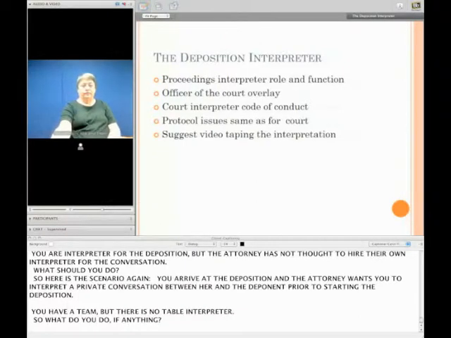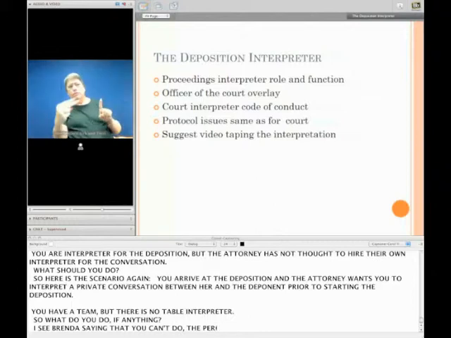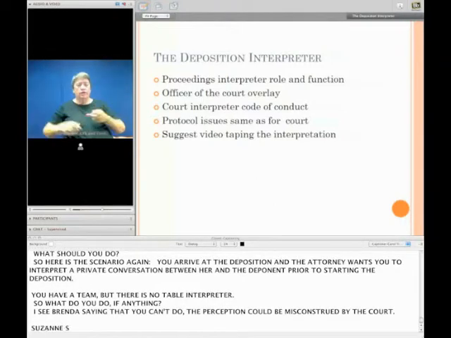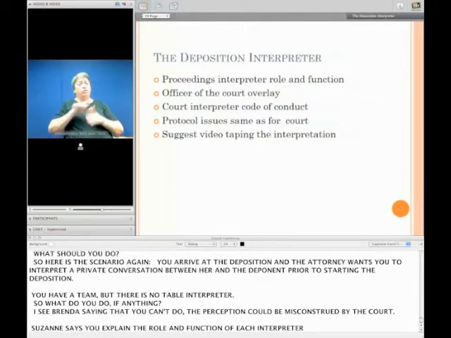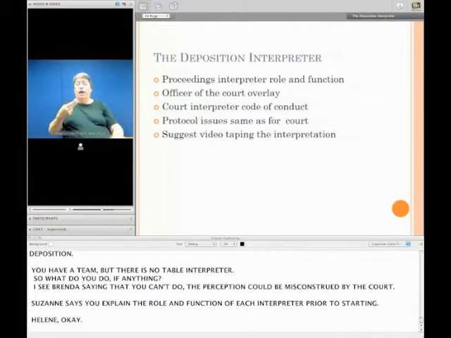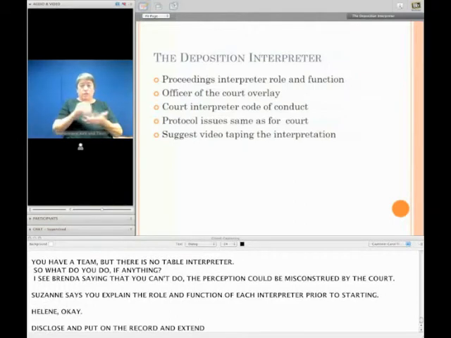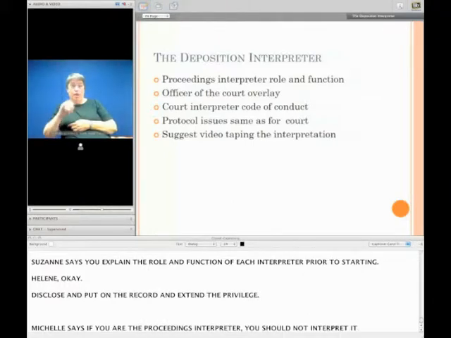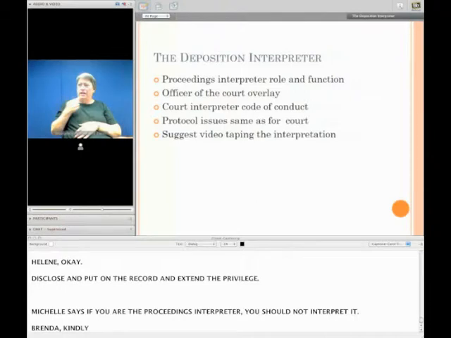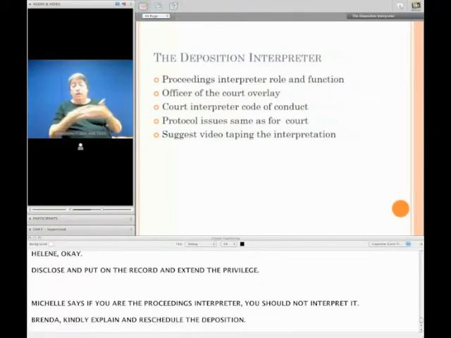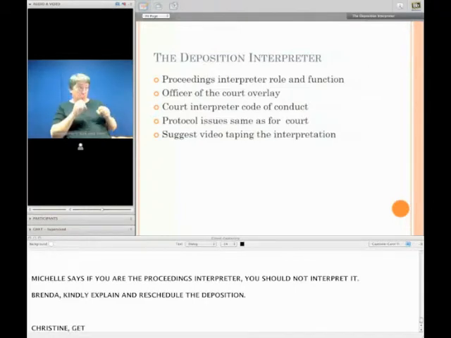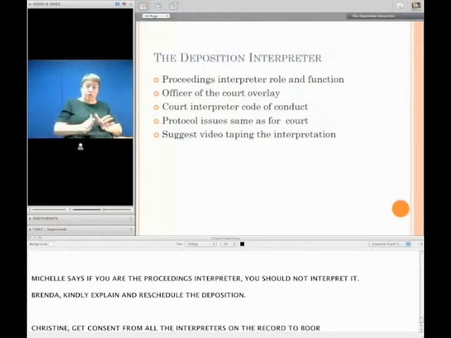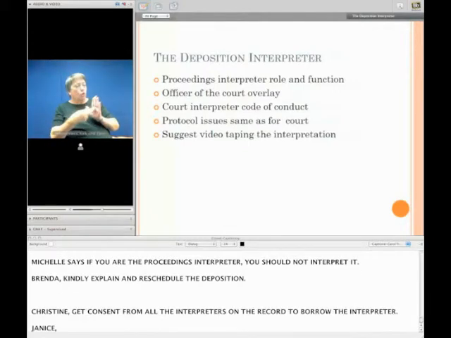I see Brenda saying you can't do it. The perception could be misconstrued by the court. Suzanne says you explain the role and function of each interpreter prior to starting. Helene, okay. Disclose, then put on record and extend the privilege. Michelle says if you are the proceedings interpreter, you should not interpret it. Brenda, kindly explain and reschedule the deposition. Christine, get consent from all the interpreters on the record to borrow the interpreter. Janice, explain the role and responsibility. Several people are saying the same thing.